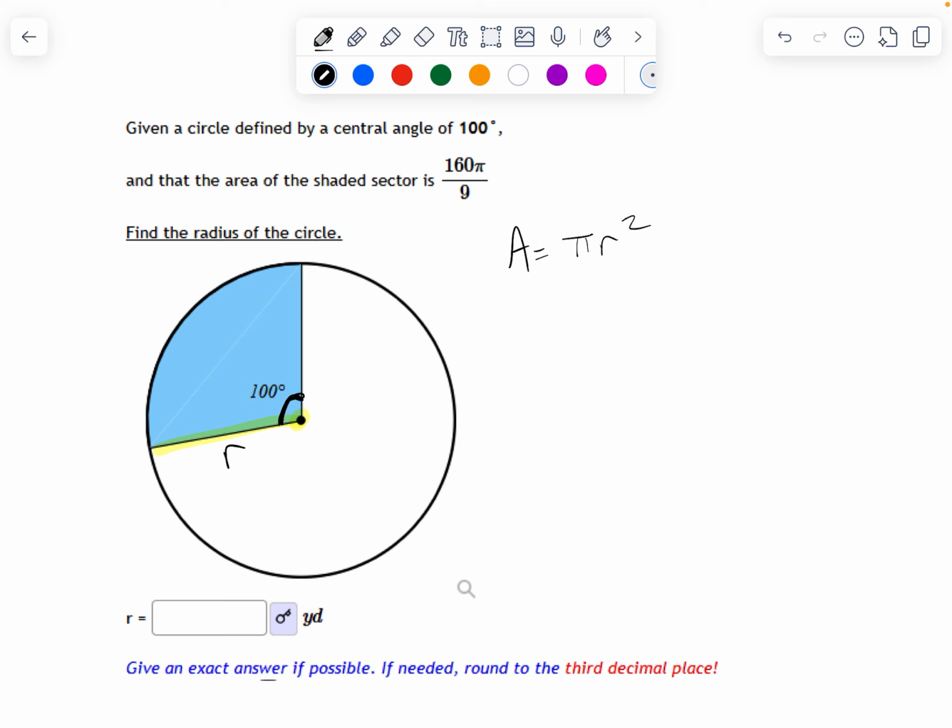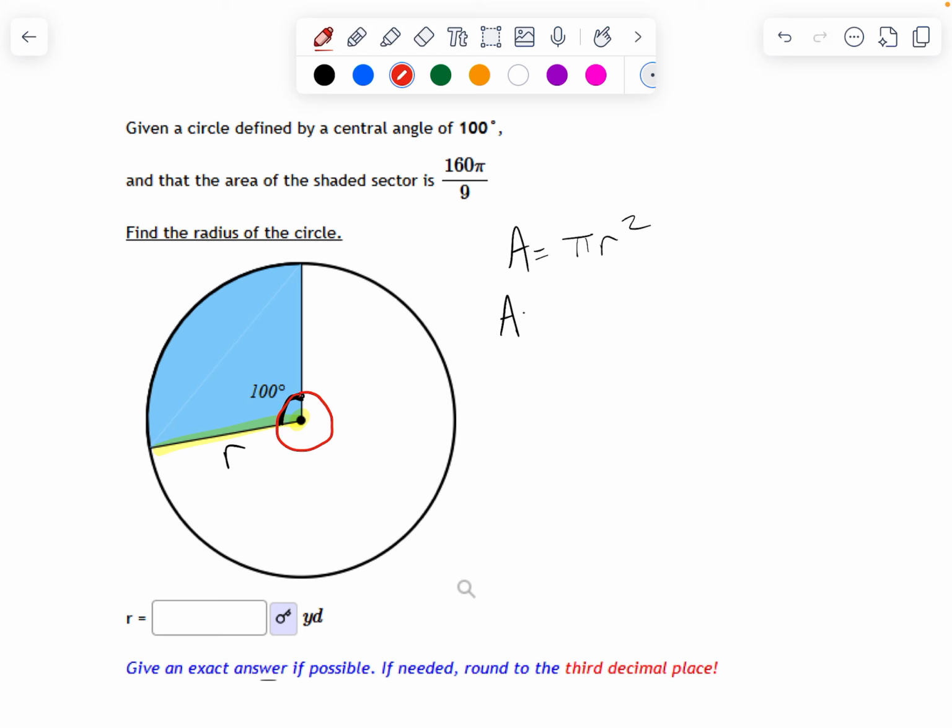Now, we don't have the entire circle, right? Only a portion of the circle has been shaded in, meaning that we're taking a percentage of the area. We don't have all of it, but we have a part of it. So of the area of my circle, how much of it do I have? Well, that's where your 100 degrees comes in. You know that you have 100 degrees out of all of the circle.